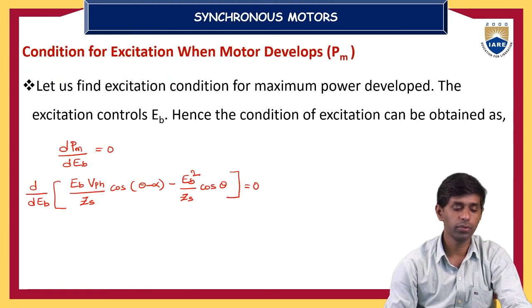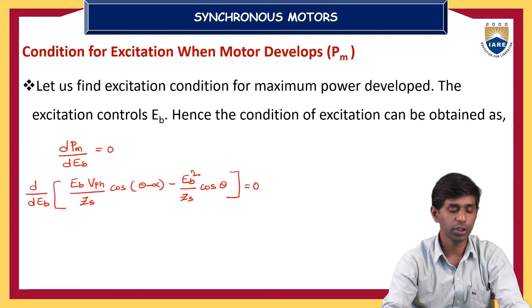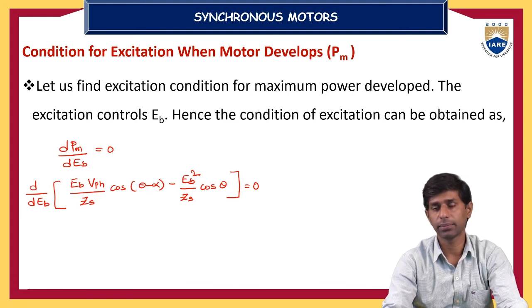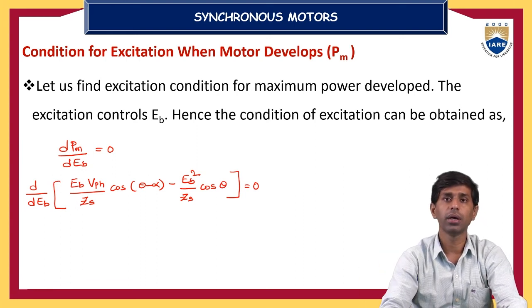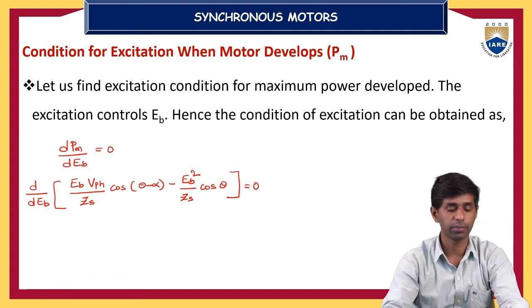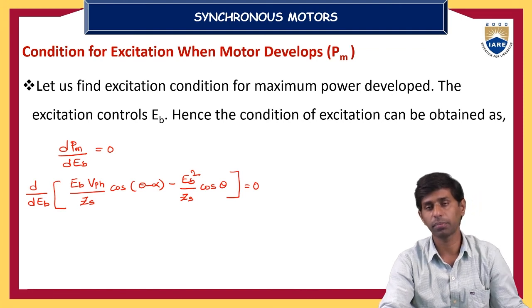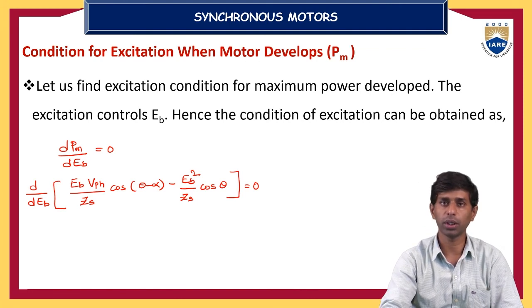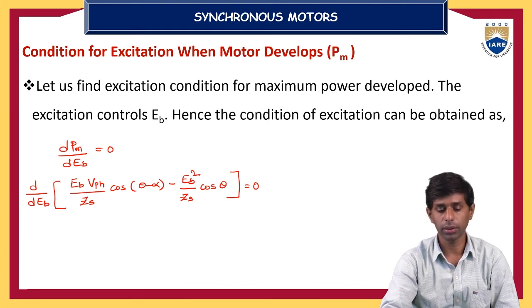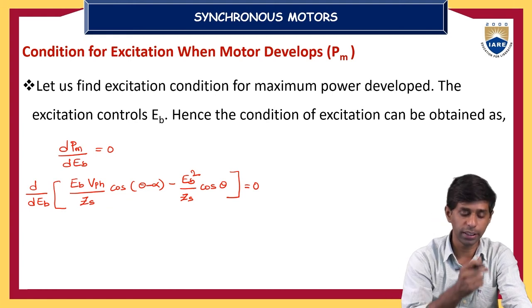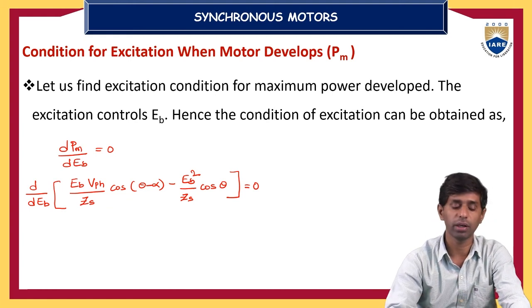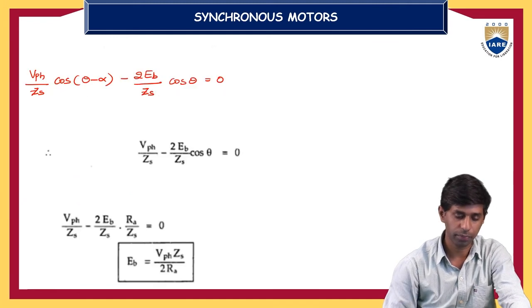Later you have to know the condition for excitation when the motor develops maximum mechanical power. Let us find the excitation condition for maximum mechanical power developed by a synchronous motor. So excitation will be controlled here. You can differentiate the mechanical power developed expression, equation number 1, with respect to the back EMF and equate it to 0, that is, d by dEB of the mechanical power developed expression equal to 0.